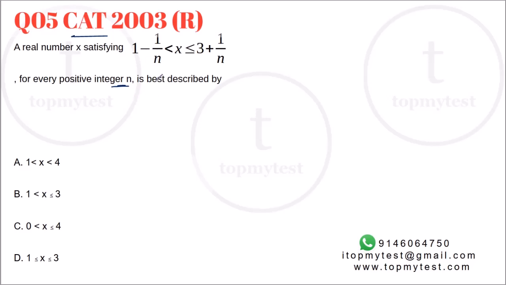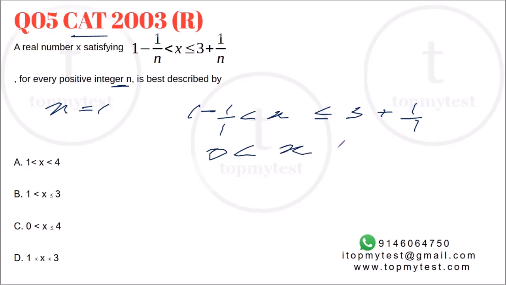Now, the good part about these, whenever you have positive integer or any integer options, the best way out is to substitute the values. Why? Because even if you substitute, it's not going to blow up on your face. And every time you substitute a value, you might be able to eliminate some of the options. So let's try this. The lowest number that I can substitute is n is equal to 1. If I substitute n is equal to 1, you will get 1 minus 1 by 1 should be less than x less than or equal to 3 plus 1 by 1. So 0 should be less than x less than or equal to 4.